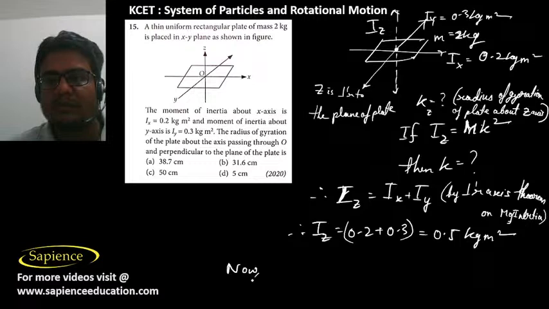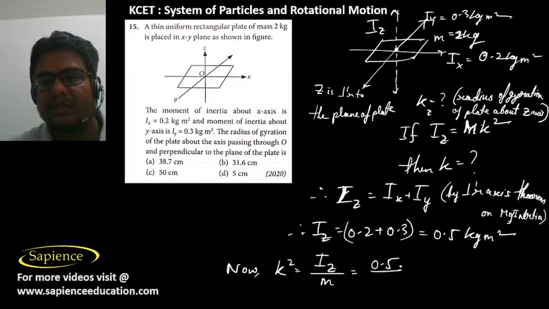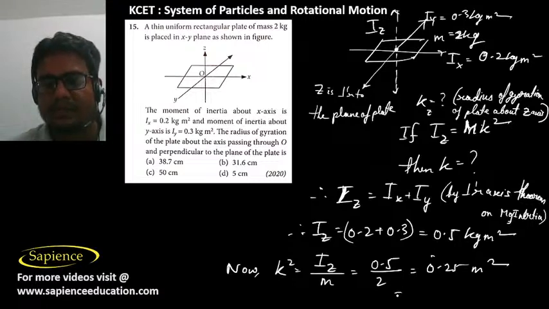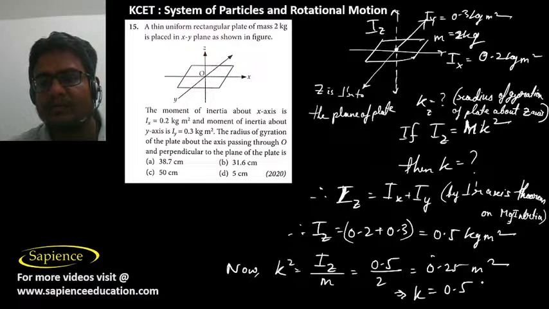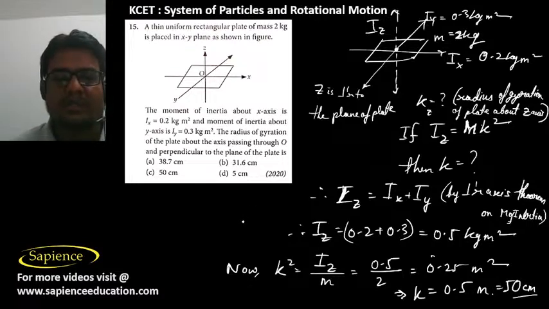Now we have to find K square. K square is Iz by M. So that will be 0.5 by 2, that is 0.25 meter square. Therefore K will be equal to 0.5 meter, or you can say 50 centimeter. So the required radius of gyration is 50 centimeter about the z-axis. So option C is the correct answer.